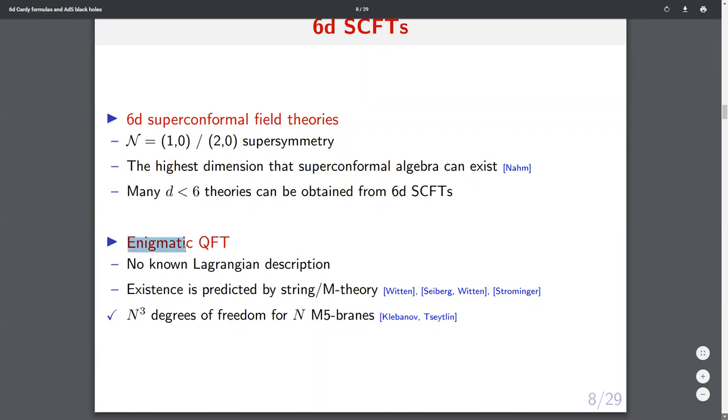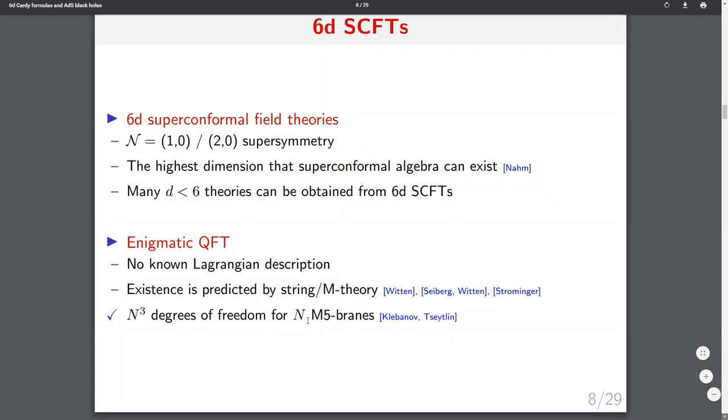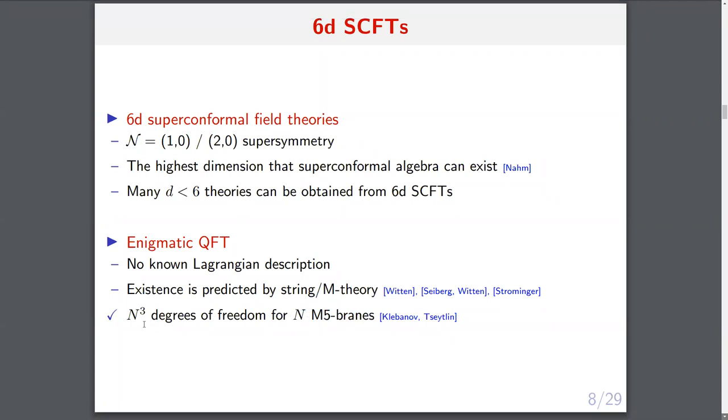However, it is still an enigmatic quantum field theory. The main reason is that we don't know the Lagrangian description of the 6D theories. However, the existence is predicted by the string theory or M-theory construction. For example, we can consider the world volume theory of N M5-branes, and at low energy, it engineers non-interacting 6D theories. And M-theory predicts that there should be N cubed degrees of freedom, but the true identity of those degrees of freedom is still mysterious.